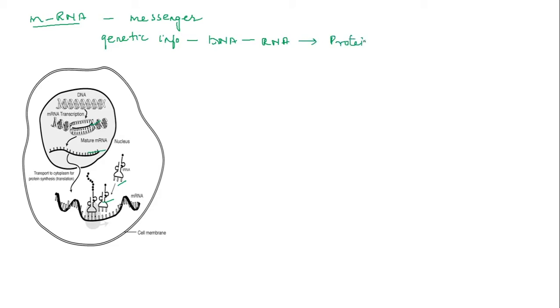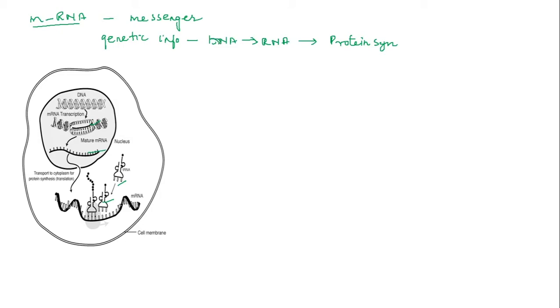Let us first study about the mRNA. mRNA stands for messenger RNA. This mRNA carries genetic information. It carries the genetic information from DNA to RNA, from RNA to protein synthesis. That is, this is the central dogma of protein synthesis.